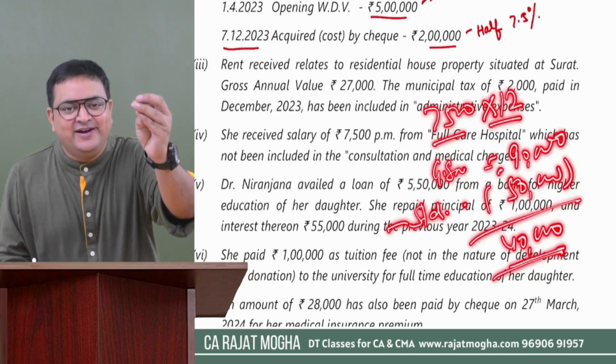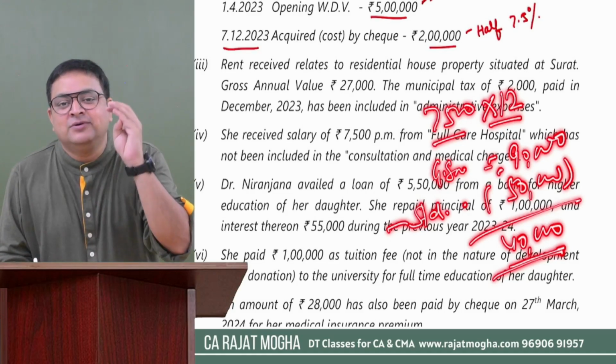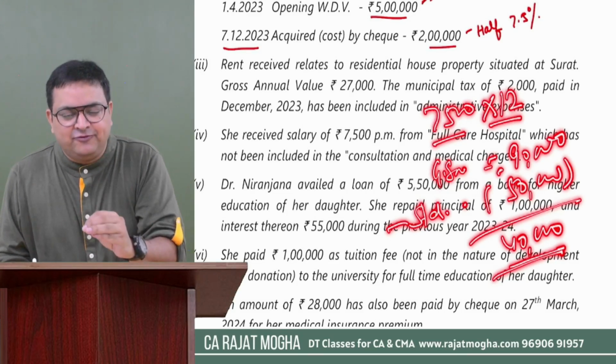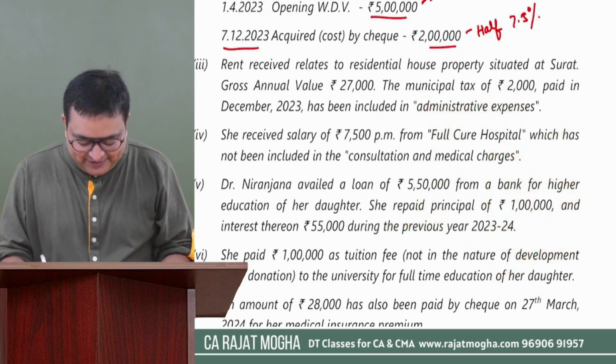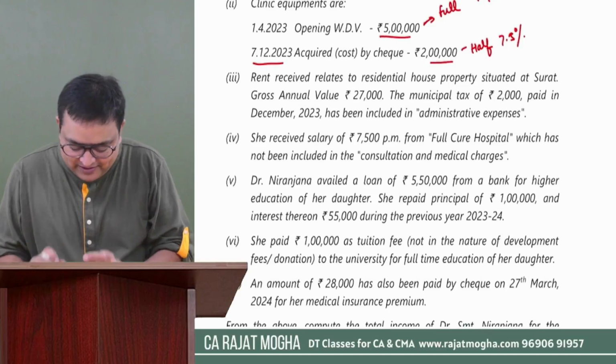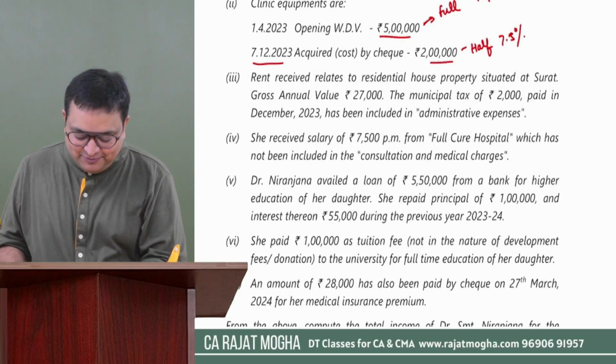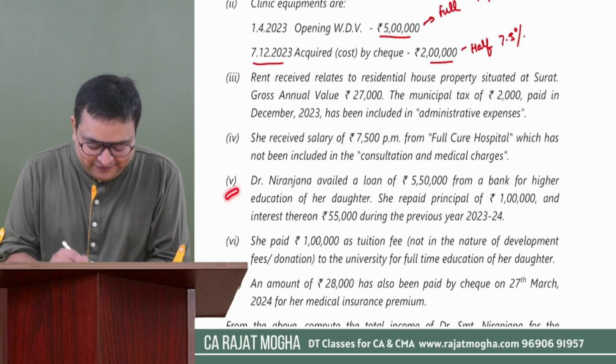So she has salary head also, house property head also, PGBP and other sources also. Let's find if there is capital gain also, because that is the only one head which is left. Is there? No. Fifth point.